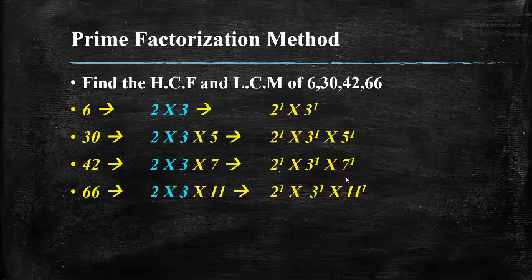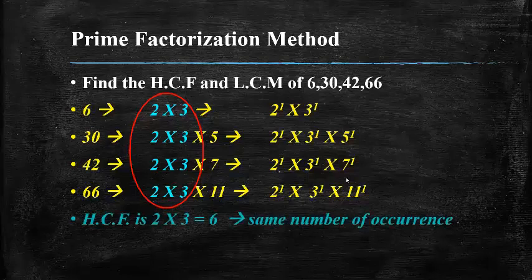If you take this scenario, you can see 2 into 3 appears in all four numbers as a product of prime factors. So your highest common factor will be 2 into 3. The minimum number of occurrences of these prime factors will act as your highest common factor. Now you take the other part, the LCM.